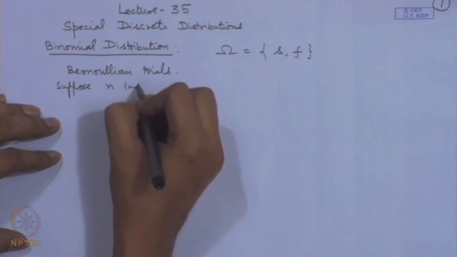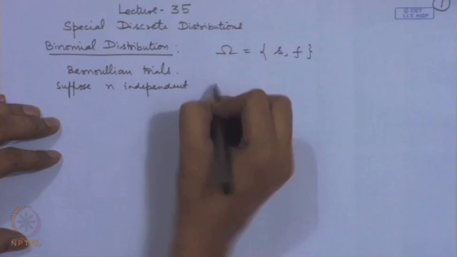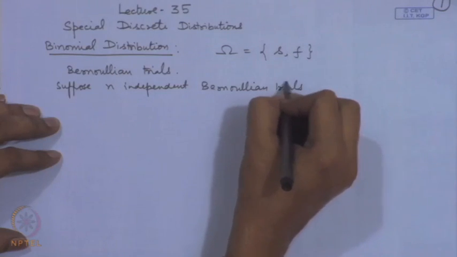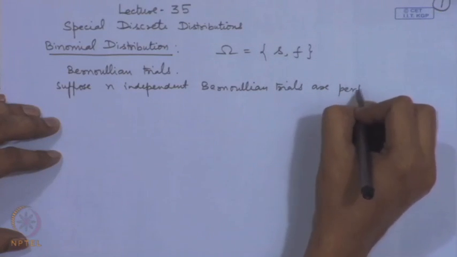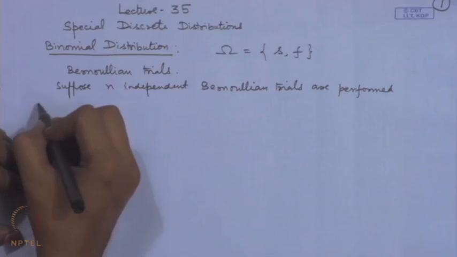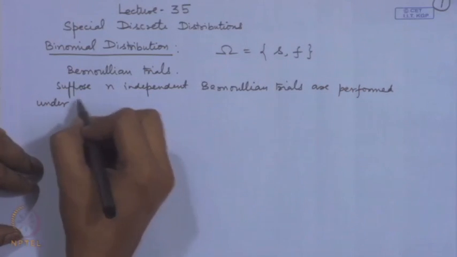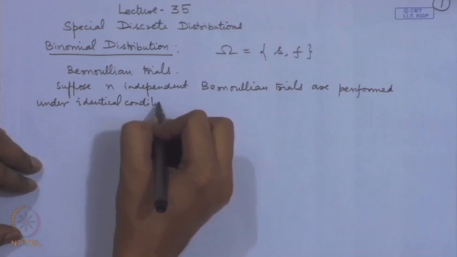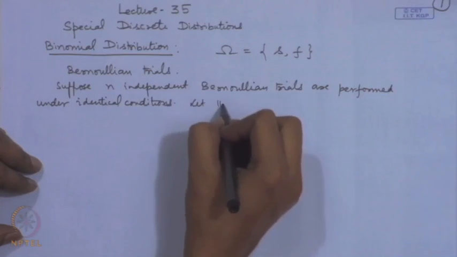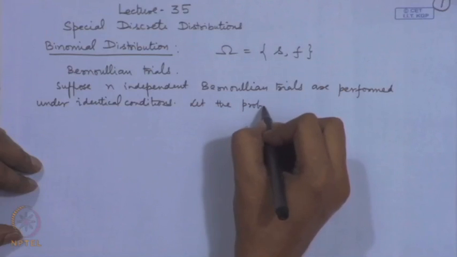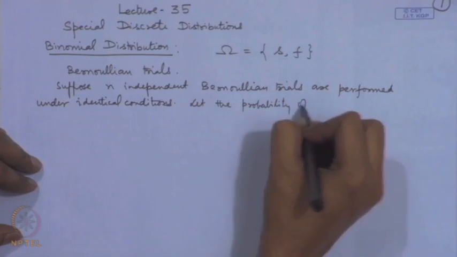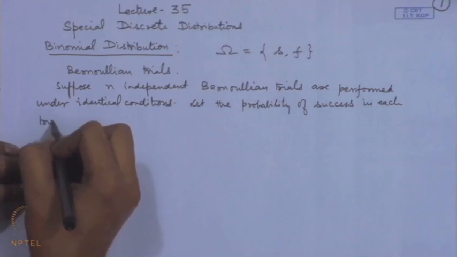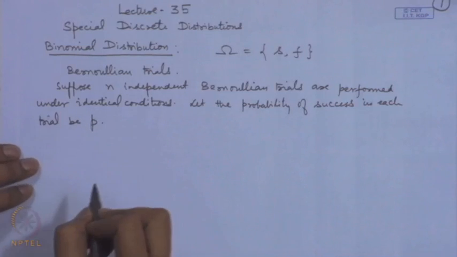So, suppose we say that n independent Bernoulli trials are performed under identical conditions. Let the probability of success in each trial be p.